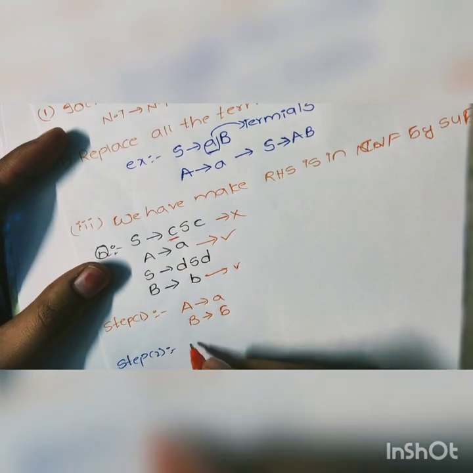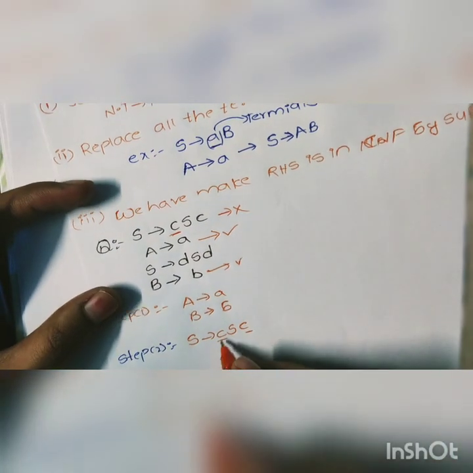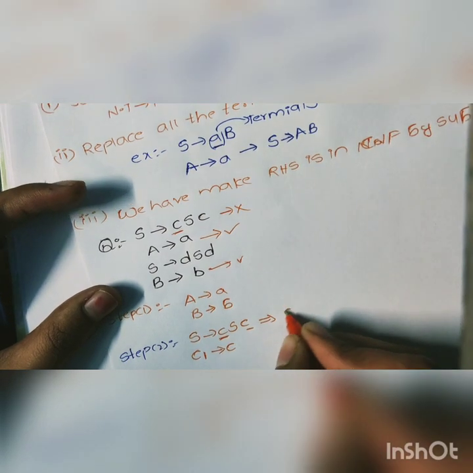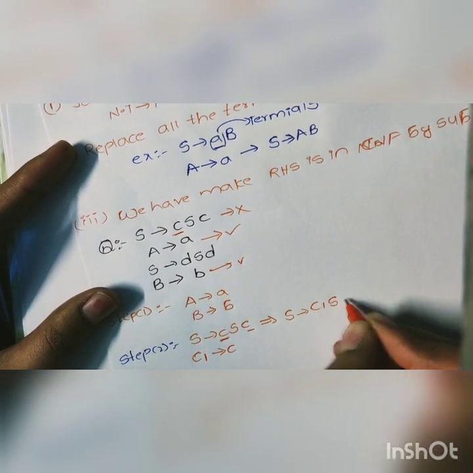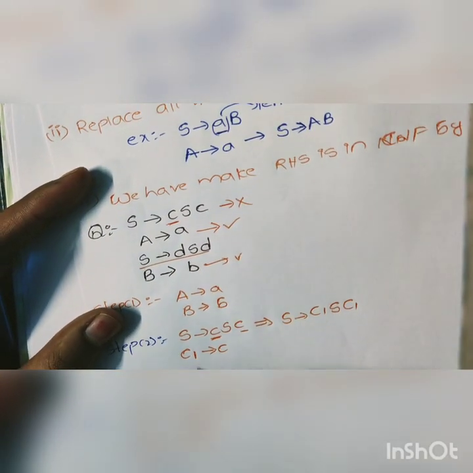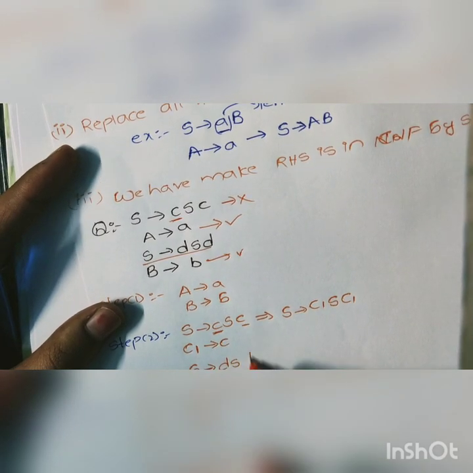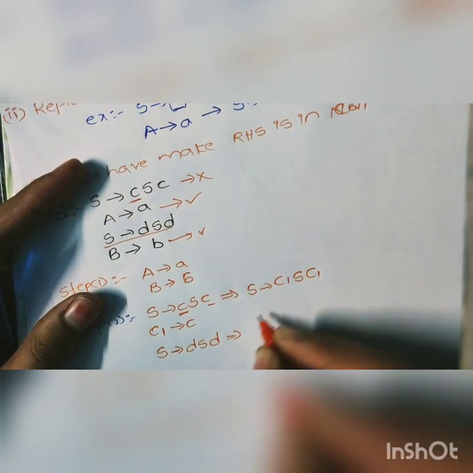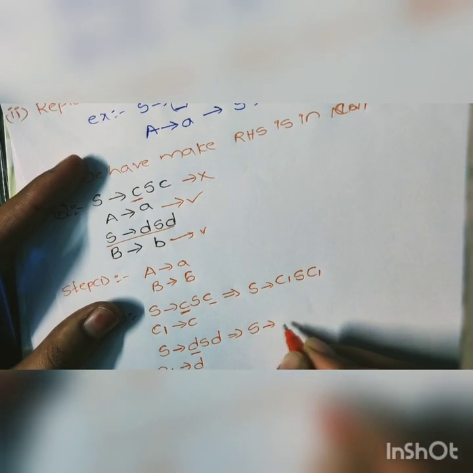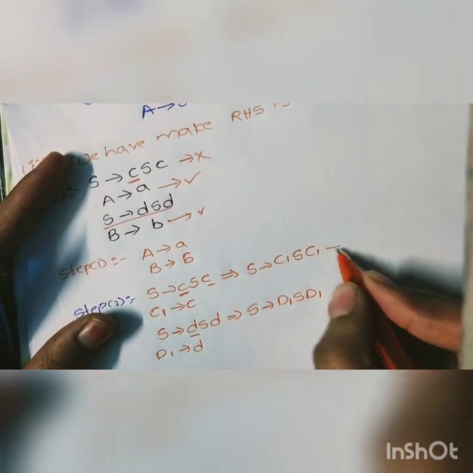c is a terminal in S tends to C c. Here c is a terminal, so I replace it with C1 tends to c. Now this production becomes S tends to C1 C1. And this is also not in the form of CNF, so I convert it by replacing d with capital D1. Now this production becomes D1 tends to d. Now we have completed step two.